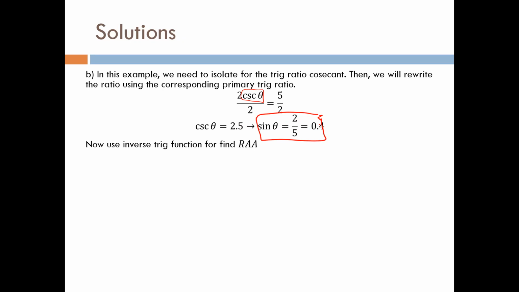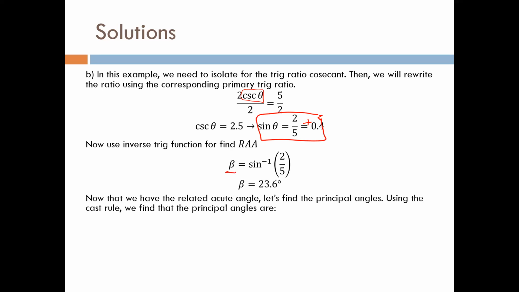So what I'm going to do now is use my inverse trig function to find the related acute angle. Luckily, the inverse trig function of 0.4 is kind of nice because then this ends up giving you a related acute angle that's actually equal to one of the principal angles. So you're kind of half done your battle. In this case, the related acute angle is actually one of the principal angles anyways, so that makes it easy.